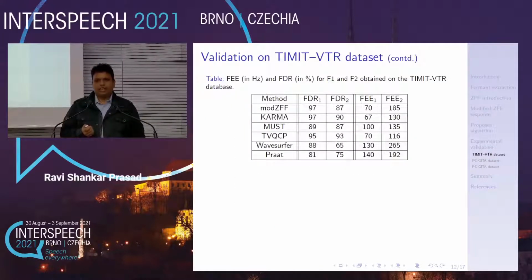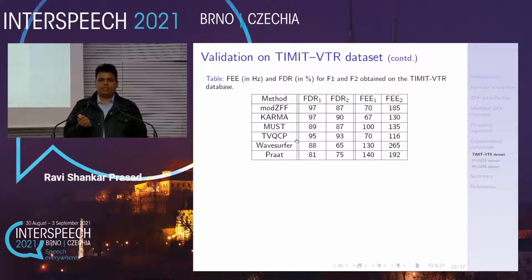If we compare our formant estimation method, in terms of formant detection rate and formant estimation error, with the different methods, we can see that we have fairly good formant identification in the first and second formants.